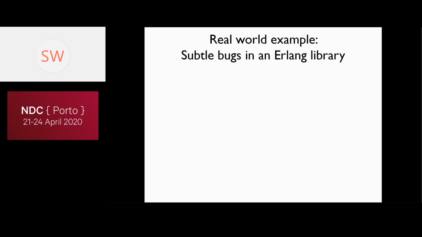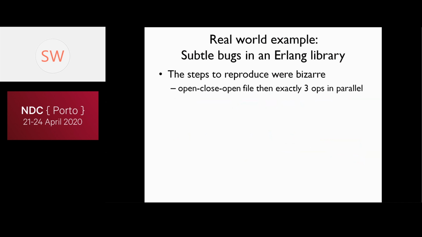And there's a great example from John Hughes, who is one of the creators of QuickCheck. They had an Erlang library, and there was this really painful bug, and they spent months trying to find out what the bug was. And John Hughes basically wrote a test to see if they could reproduce it. And he did reproduce it, and the steps were super bizarre. You had to open and then close and then open a file, and then you had to have 3 different operations running in parallel to cause the problem. I'll actually show you.